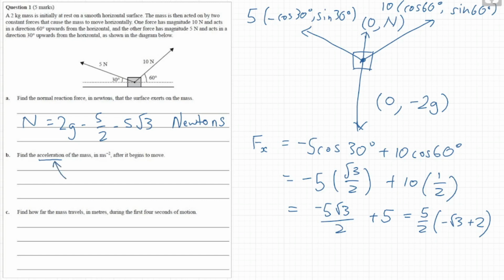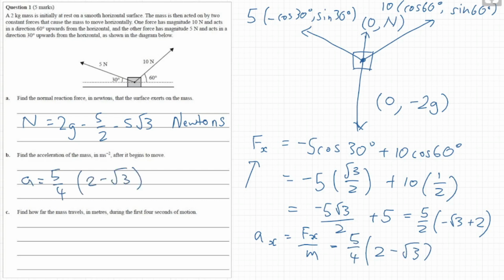We're trying to find the acceleration. This is just the force. We found the force. So remember, the acceleration is always going to be the force divided by the mass. And in this case, the mass is 2, so therefore we know the acceleration is going to be 5 over 4, 2 minus root 3. Let's write that in with our units. I'm going to write A equals 5 over 4, 2 minus root 3 meters per second.